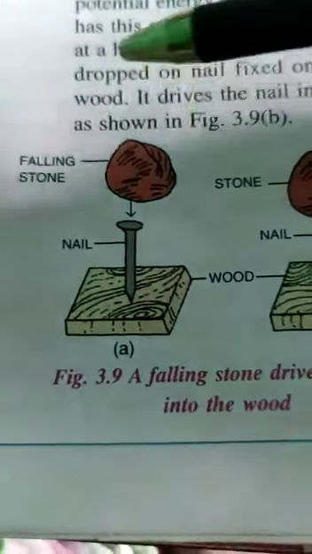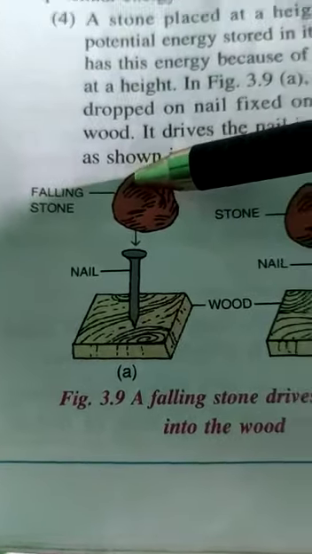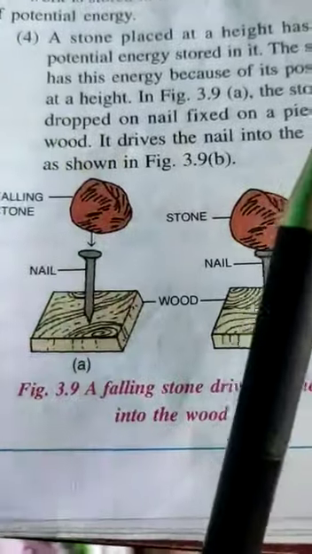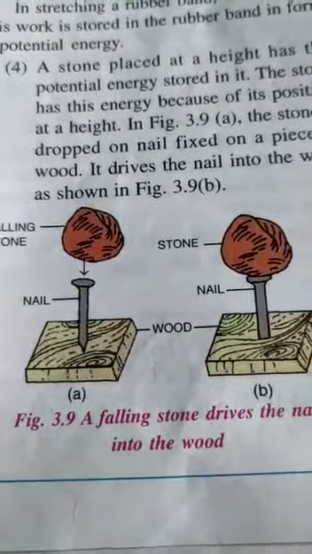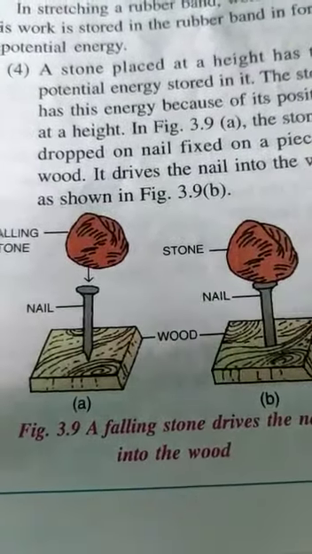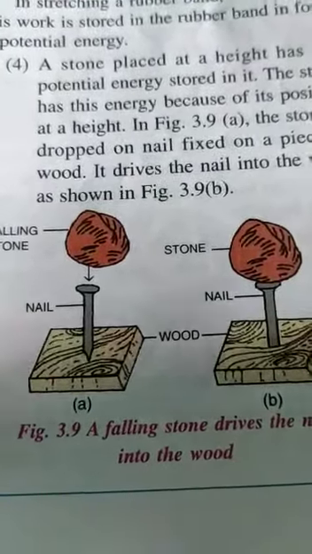One more example, see here. A stone placed at a height has potential energy stored in it. Suppose this pen is a stone, or if you have a stone or rubber nearby at home, you can do this activity and understand practically. Suppose this is a stone placed at some height, suppose this is your roof. Until this pen is thrown down, it will be in a stored position, children. All the energy is stored here.